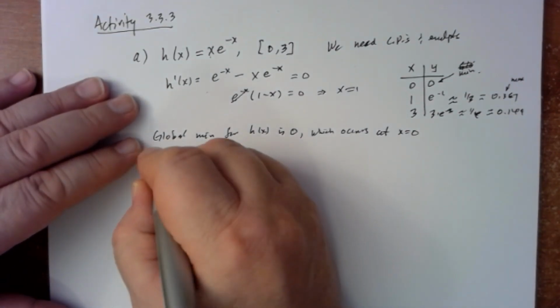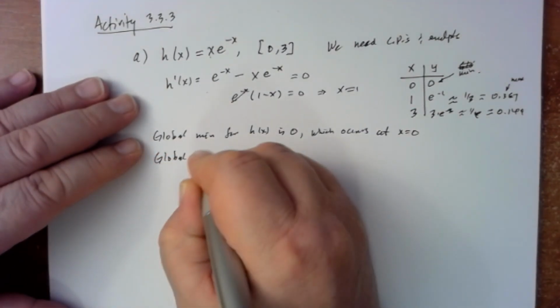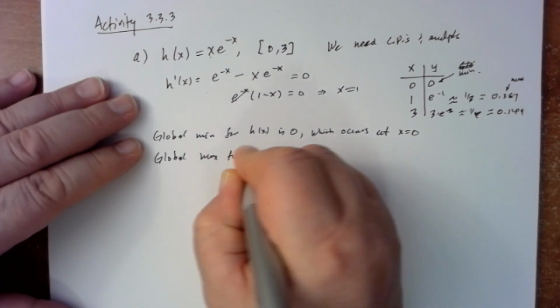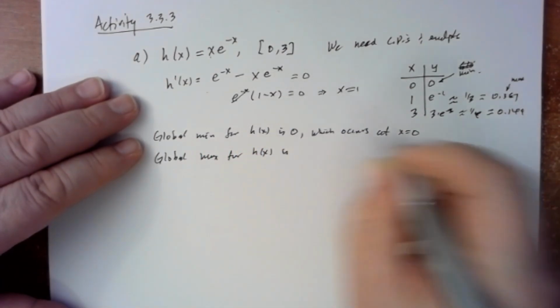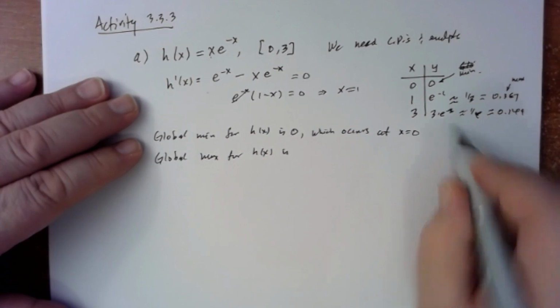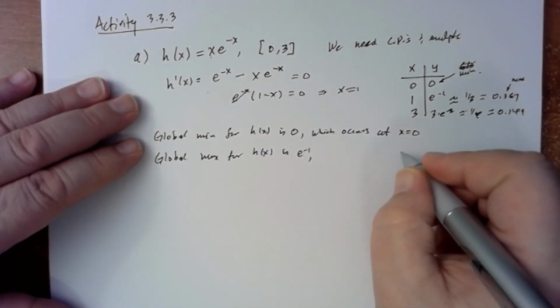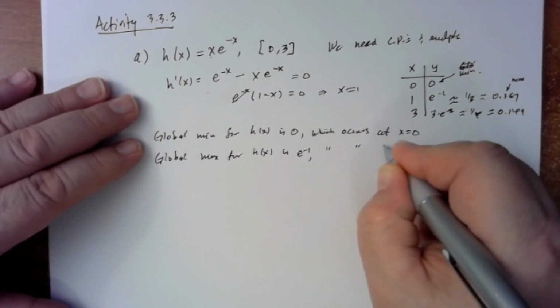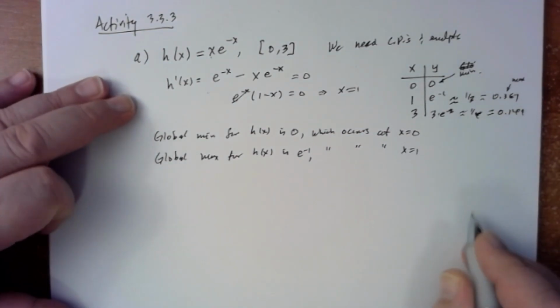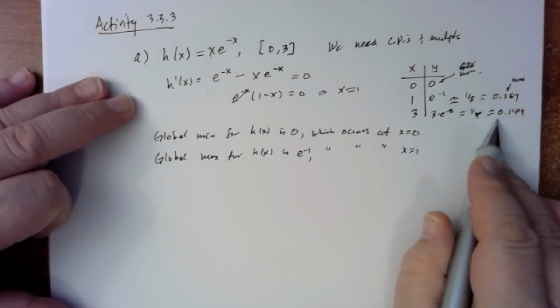Same thing for the max. The global max for h of x is, well, excuse me, e to the minus 1, which occurs at x equals 1. Good. So at x equals 3 we don't get either.